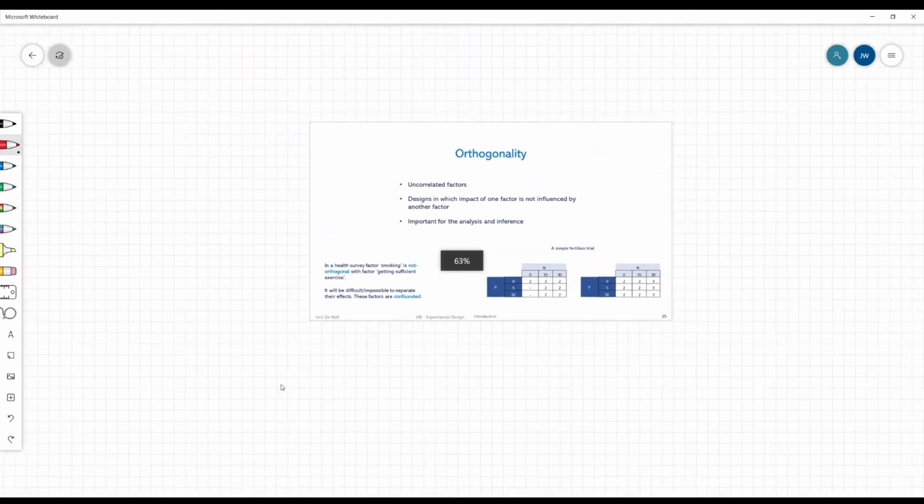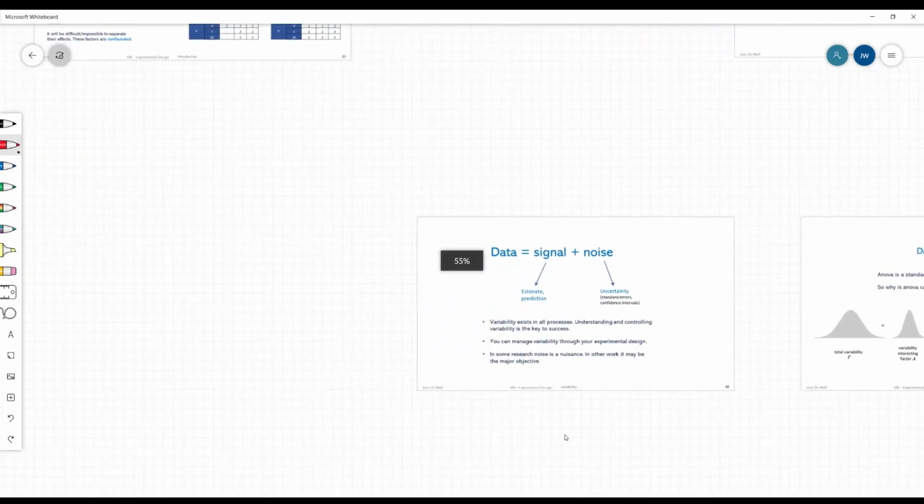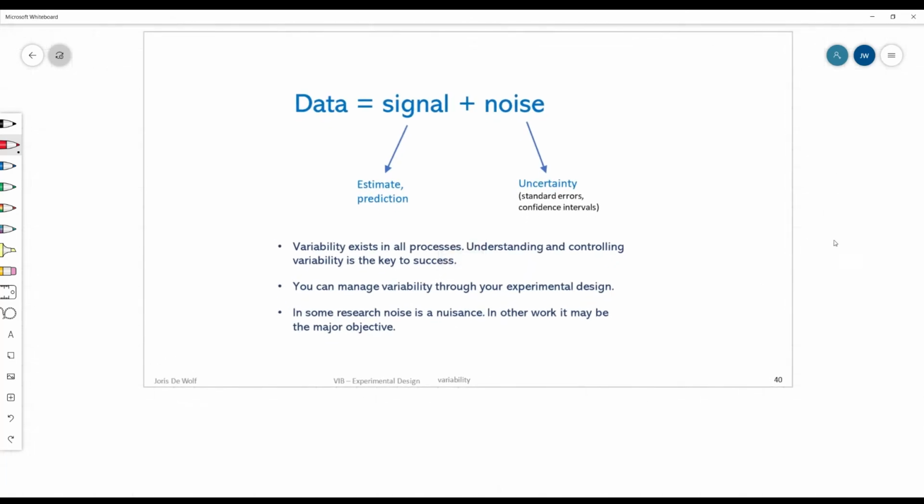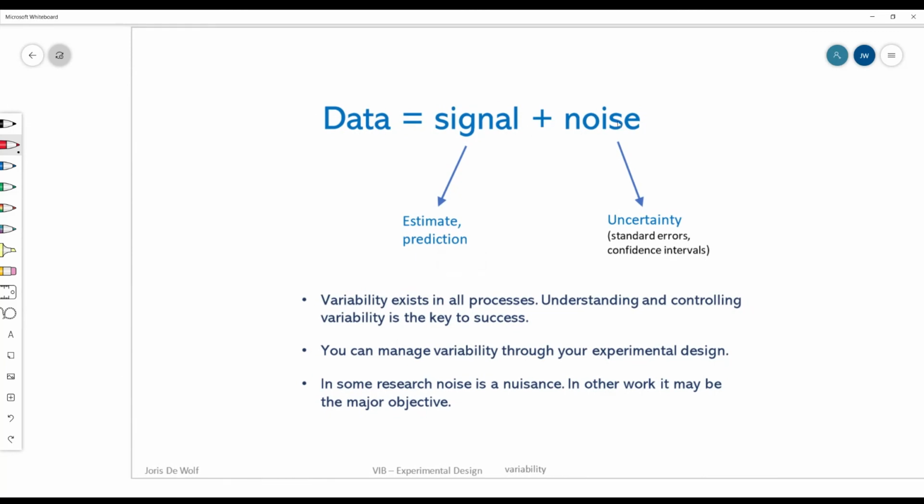Then we change to another concept, that data are basically built up out of a signal and noise. Signal is the thing that eventually you will report, as an estimate or a prediction, the thing that you would like to estimate. The noise will go into the standard errors and the confidence intervals, so the uncertainty you have about the signal.